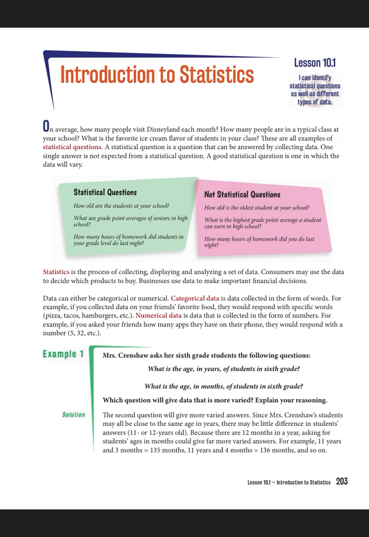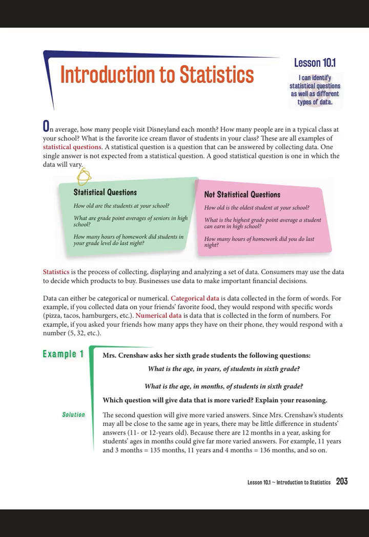So here are some examples of statistical questions. One example of a statistical question is how old are the students at your school? Why is that a statistical question? Because the data, the information, varies. Another example is what are the grade point averages of seniors in high school? Again, the data will vary. That's why this is a statistical question. Last question is how many hours of homework did students in your grade level do last night? Again, that's a statistical question because the information that you gather will vary, because not everybody's going to study the same amount of time.